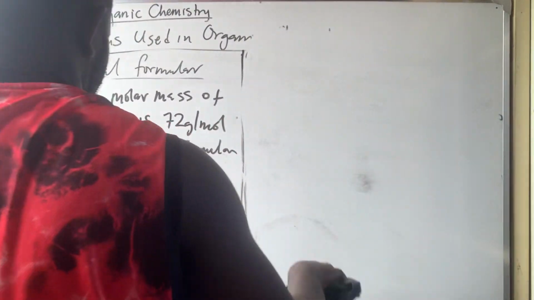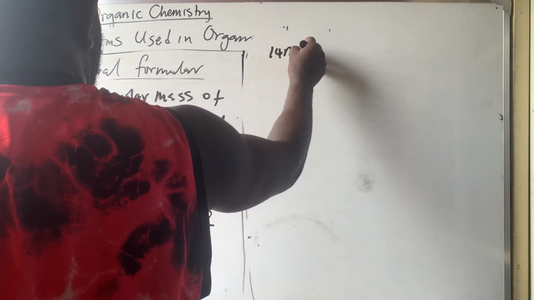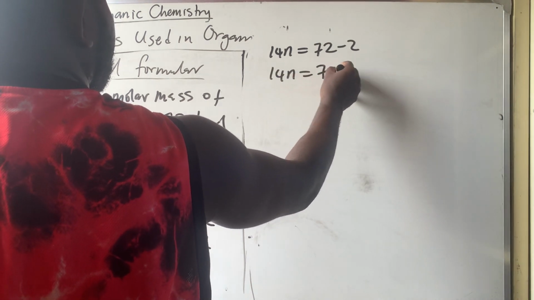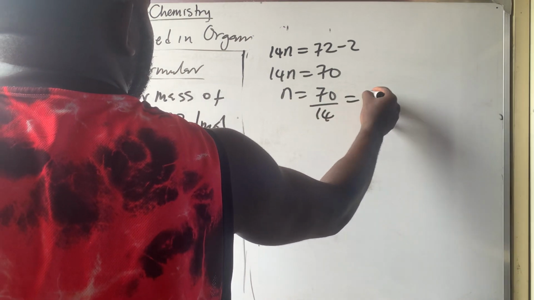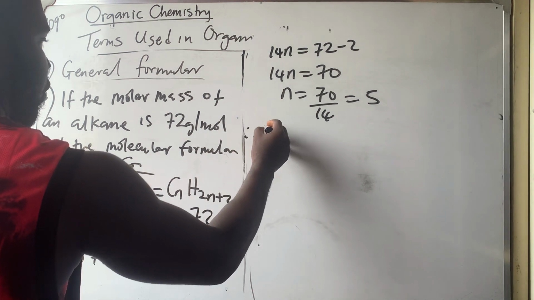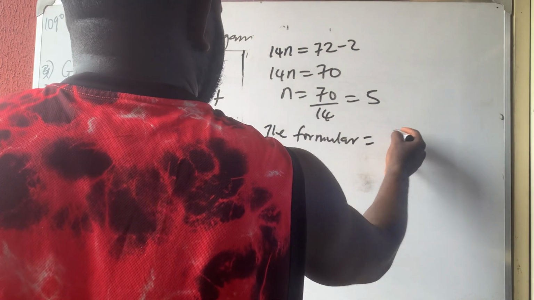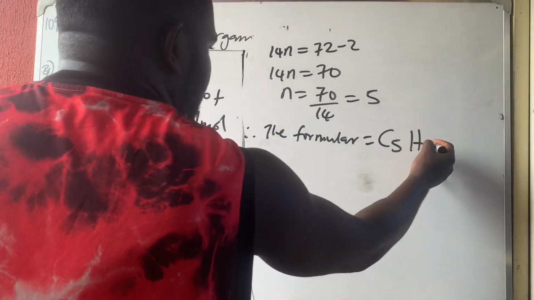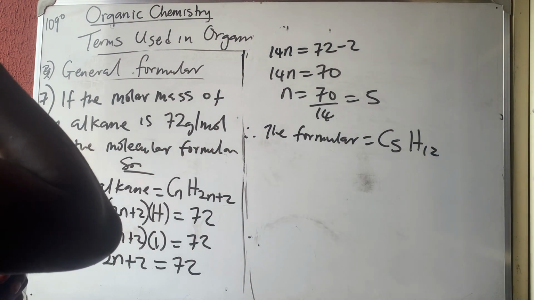So what do we have now? This plus this will give you 14n. 14n is equal to 72 minus 2, so 14n is equal to 70. So n is equal to 70 divided by 14, which is equal to 5. Since you have gotten that n is 5, just put it here. Therefore, the formula equals C5H, 2 times 5, 10, 10 plus 2, 12. So C5H12 is the answer.